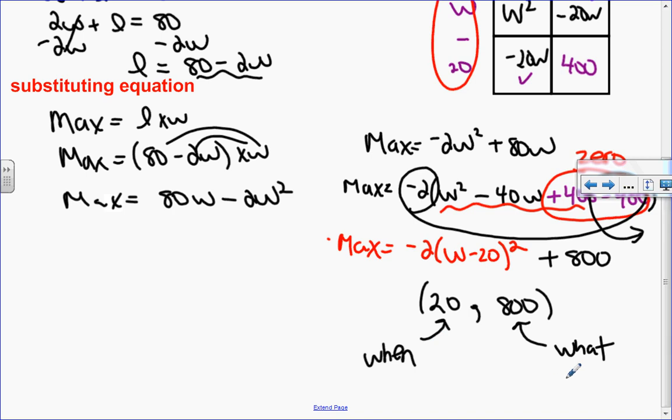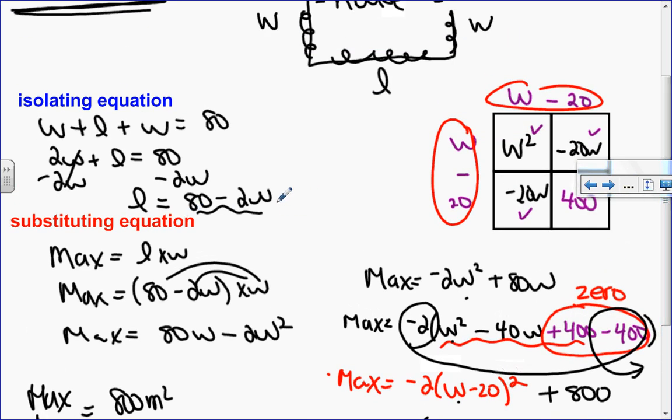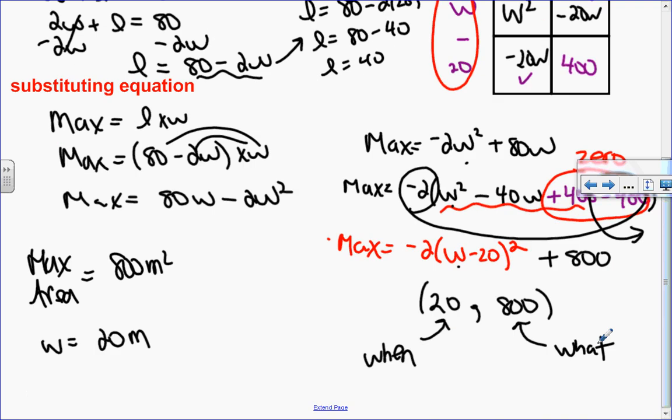So in this scenario here, what is the area? So I know that my maximum area is equal to 800 meters squared. Now when does it occur? Well, if you look back in your equation, you had a whole bunch of w's, because it occurs when the width is 20 meters. Let's go up here and figure out what the length is that goes with it. So length is 80 minus 2w. So length is 80 minus 2 times my w. So length is 80 minus 40, which is just 40. So we'll go down here and record that the length is 40 meters.